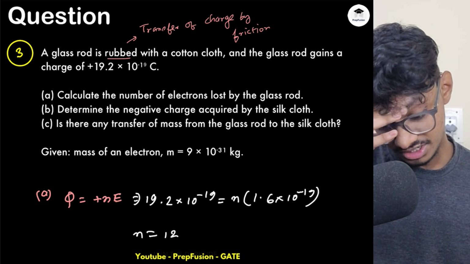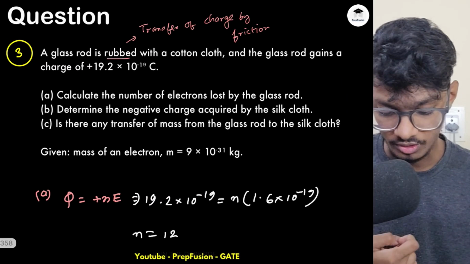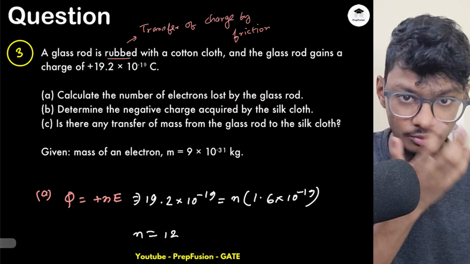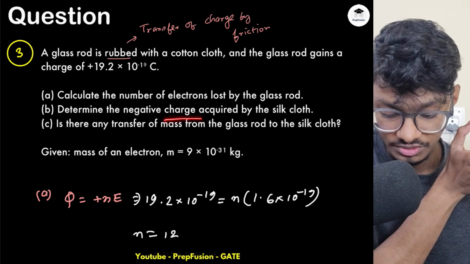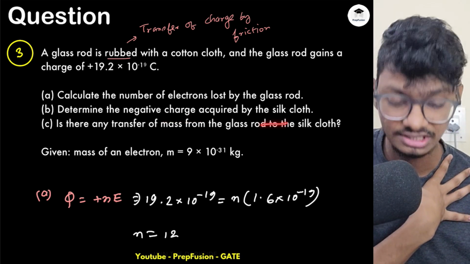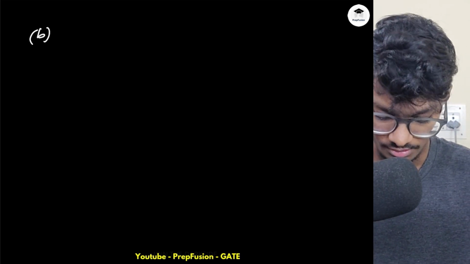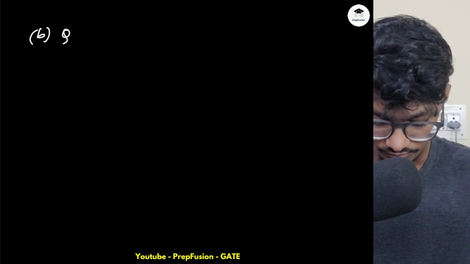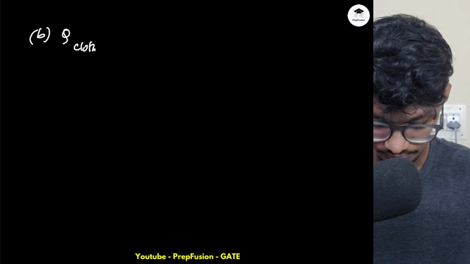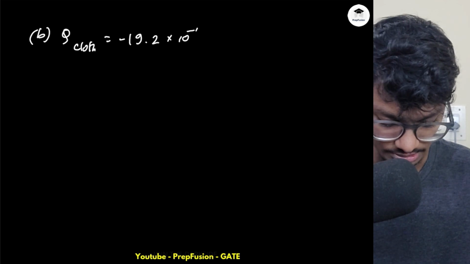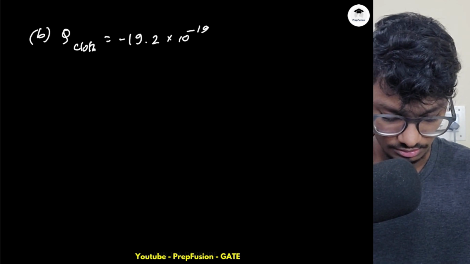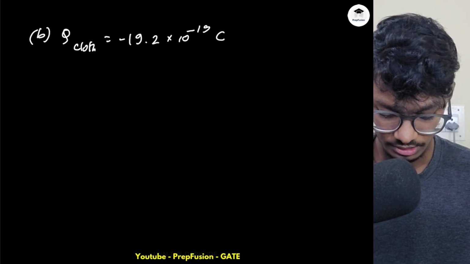Now determine the negative charge acquired by the silk cloth. Basically, whatever positive charge the glass rod has lost, the magnitude will be the same. The same charge will be acquired by the silk cloth, but it will be negative because it has acquired electrons, it has excess electrons. So B, the charge acquired by the cloth will be minus 19.2 into 10 raised to the power minus 19 coulombs.